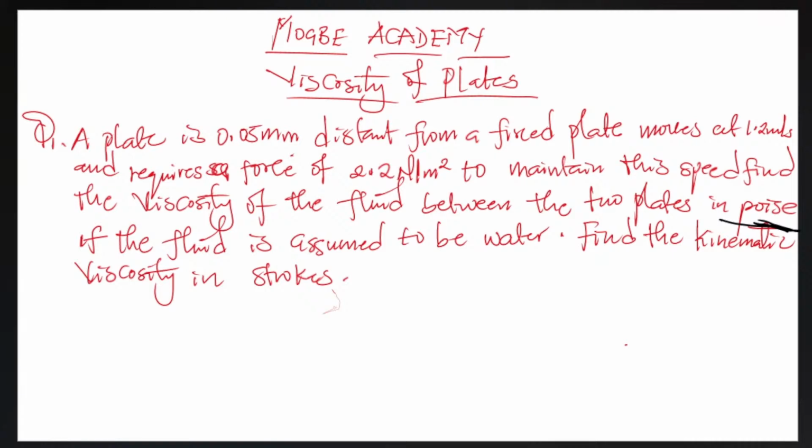0.05 millimeter. Now, let's bring out the graphical representation of this. So we have two plates. We have the first plate, which is always the fixed plate. Since this plate is fixed, the velocity of your fixed plate will be 0. Now, we have another plate, which is our moving plate.